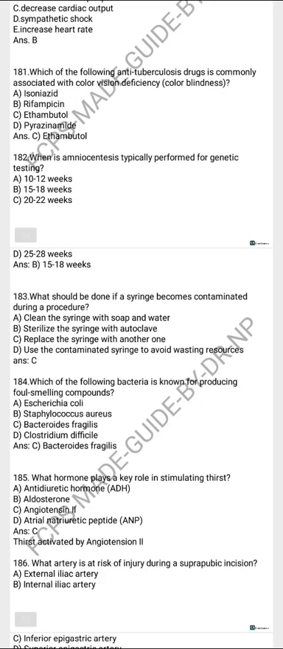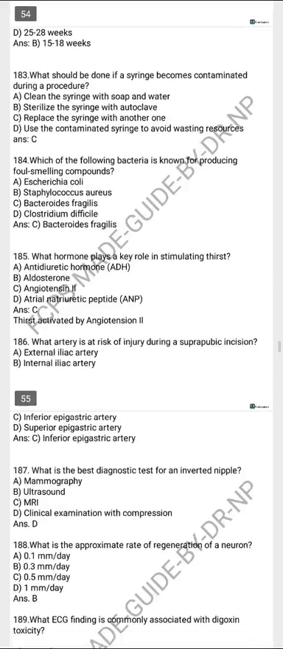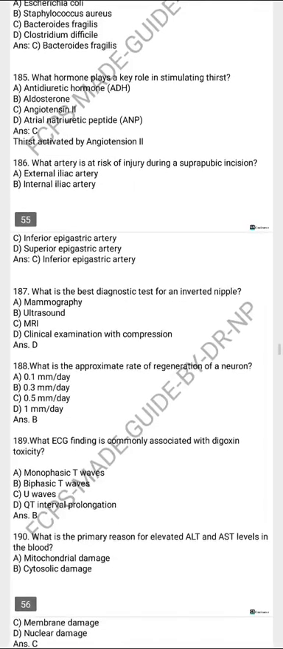weeks. What should be done if the syringe becomes contaminated during the procedure? Replace the syringe with another one. 184. The following bacteria is known for producing foul-smelling compounds: Bacteroides fragilis. Which hormone plays a key role in stimulating thirst? Angiotensin 2. Which artery is at risk of injury in a suprapubic incision? That is the inferior epigastric artery.